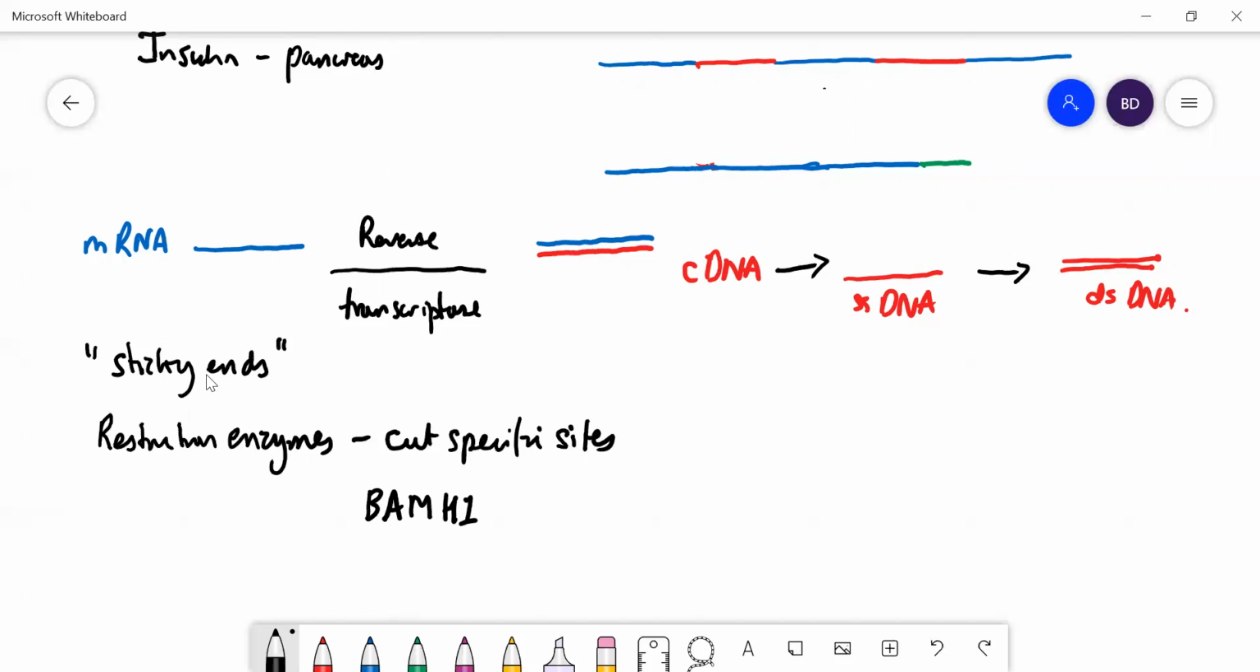And BamHI will recognize this site. It recognizes whenever it sees GGATCC. Now that's a 5' end and that's a 3' end. Now let's look at if it's double-stranded, that's going to be CCTAGG. Now you can see that site is the same whether you read it backwards or forwards. It's got symmetry. It's called a palindrome.